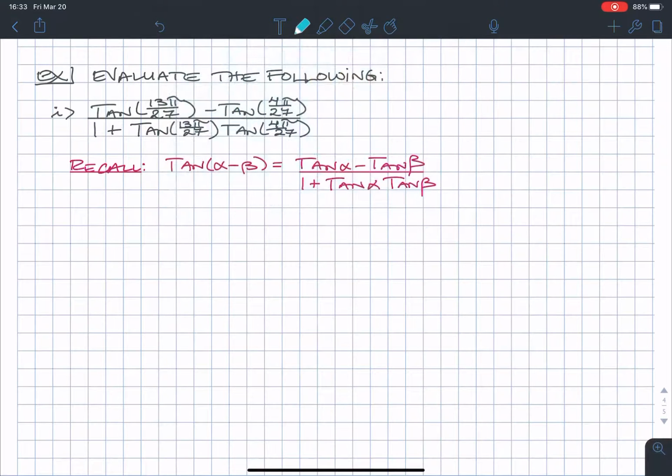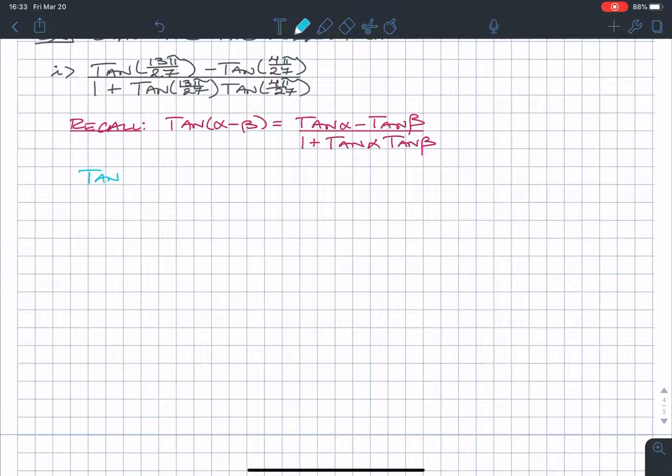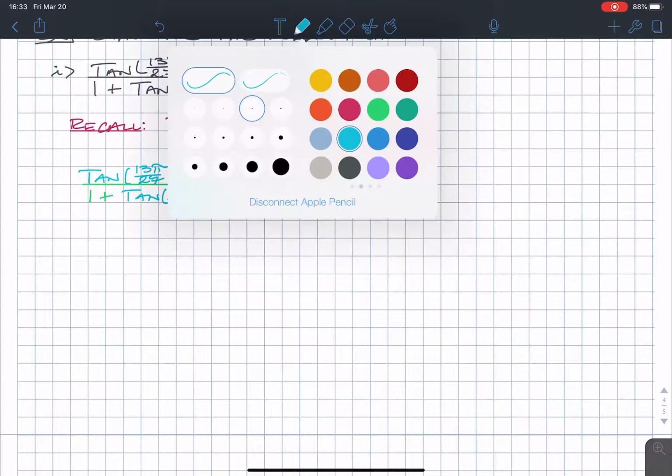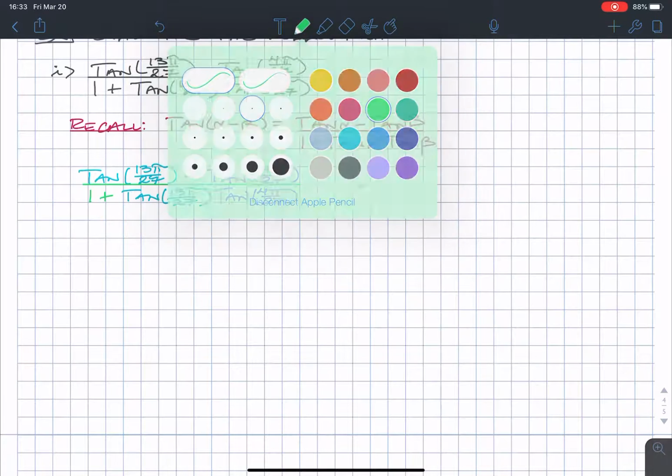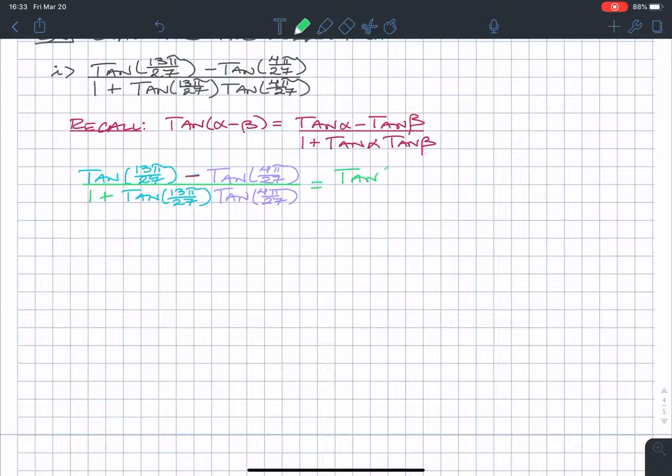Okay, so what were we given? We were given tangent of 13 pi over 27 minus tangent of 4 pi over 27, all divided by, and let me make that minus like so, all divided by 1 plus the product tangent of 13 pi over 27 and tangent of 4 pi over 27. Because the signs correspond in the numerator, this will be tangent of the first argument, namely 13 pi over 27, minus the second argument or angle, 4 pi over 27.